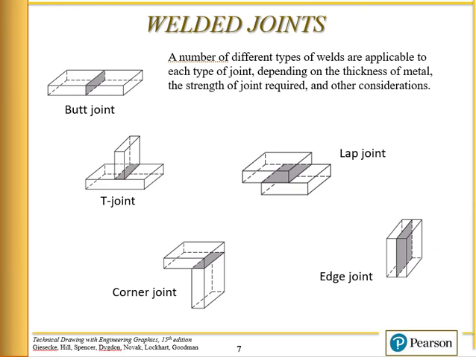Okay, for your second objective, define the types of welded joints. You're going to get that from this slide right here. There is a butt joint, a T-joint, a lap joint where the two pieces are just overlapped together, a corner joint where the two pieces meet in the corner, and an edge joint, where these two pieces are together and you would weld along the edge here. These are the types of welded joints per objective number 2.